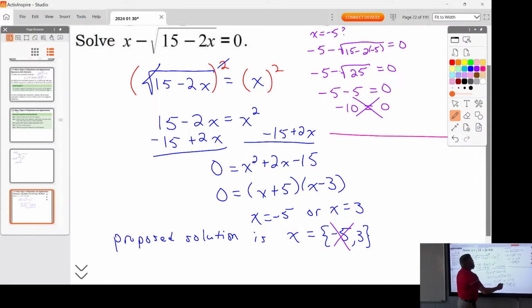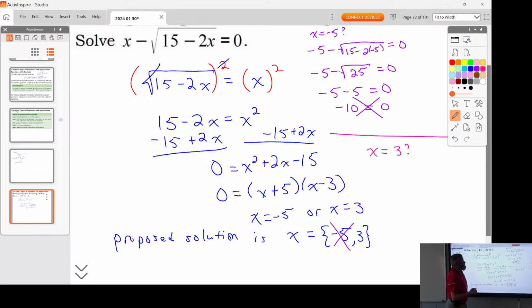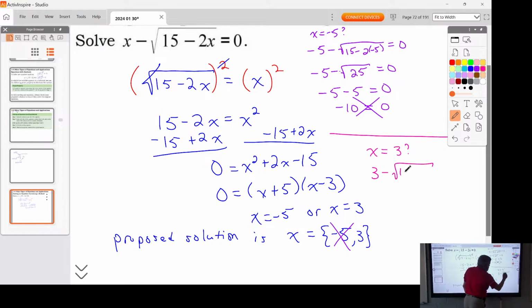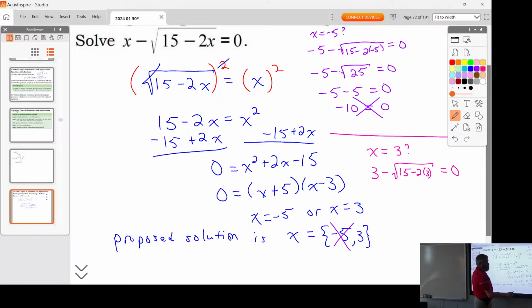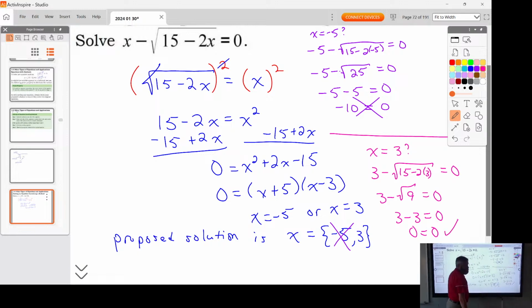Let's try x equals 3. Same thing. The original problem, I'm going to replace all the x's with 3. So 3 minus the square root of 15 minus 2 times 3, is this going to equal 0? Doing the math, I have 3 minus the square root of 9 equals 0. 3 minus 3 equals 0. How are we feeling about this? Feeling good? That checks.